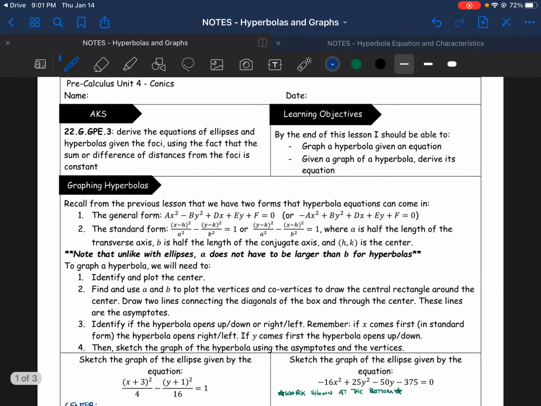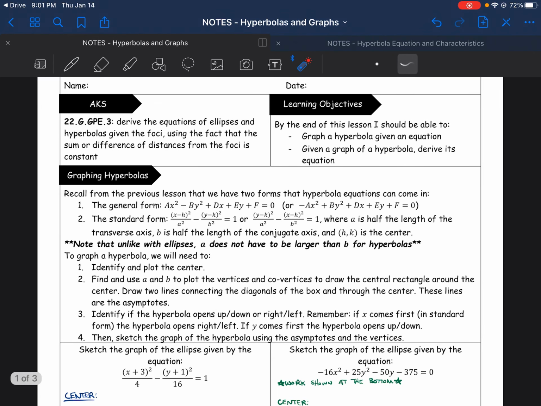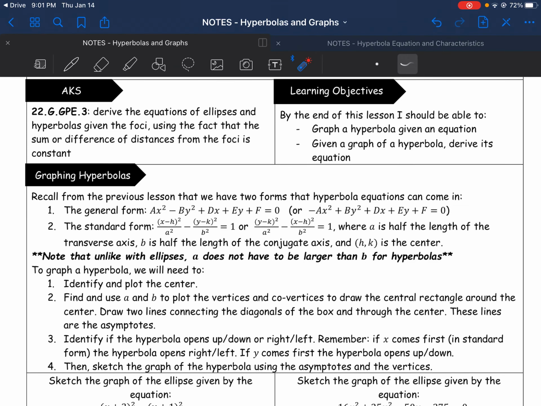In today's video, we're going to be looking at graphing hyperbolas. By the end of this lesson, we should be able to graph a hyperbola given an equation, and given a graph of a hyperbola, derive its equation. So, in our notes here, we have some general information related to hyperbolas.